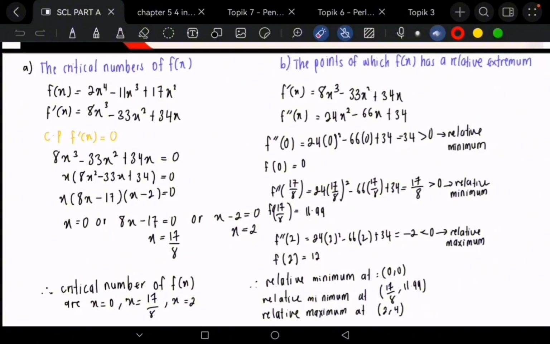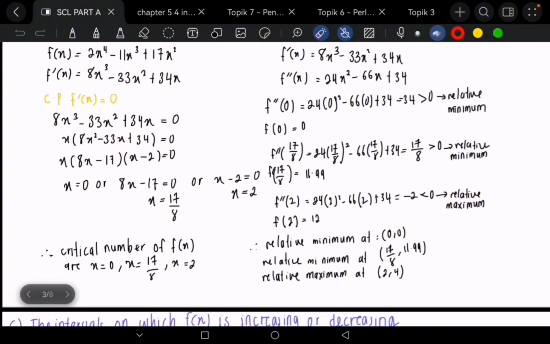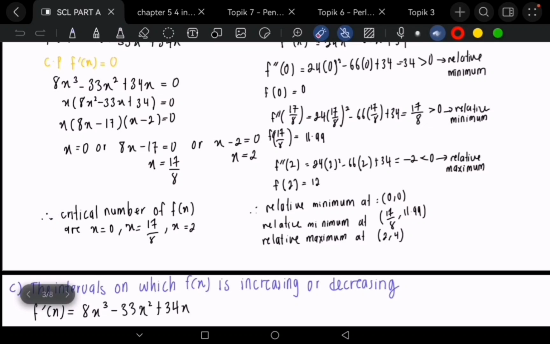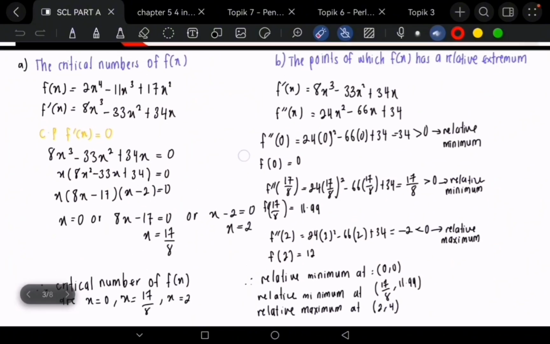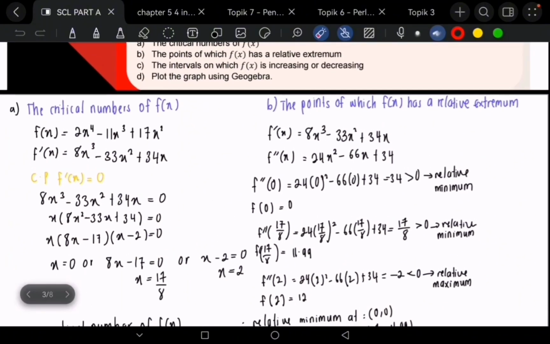And then factorize, get x(8x^2 minus 30x plus 34) equal to 0, and then factorize the inside and get x equal to 0, x equal to 17 over 8 and x equals to 2. So the critical numbers of the function are x equal to 0, x equal to 17 over 8 and x equal to 2.